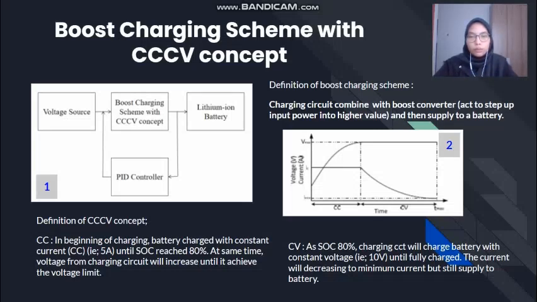Boost charging scheme is known as a charging circuit combined with a boost converter that acts to step up the input power to a higher value and then supply it to the battery. The advantage of this scheme is to provide a safe charging scheme where it keeps the battery and the system from any undesired thermal condition, such as overheating.